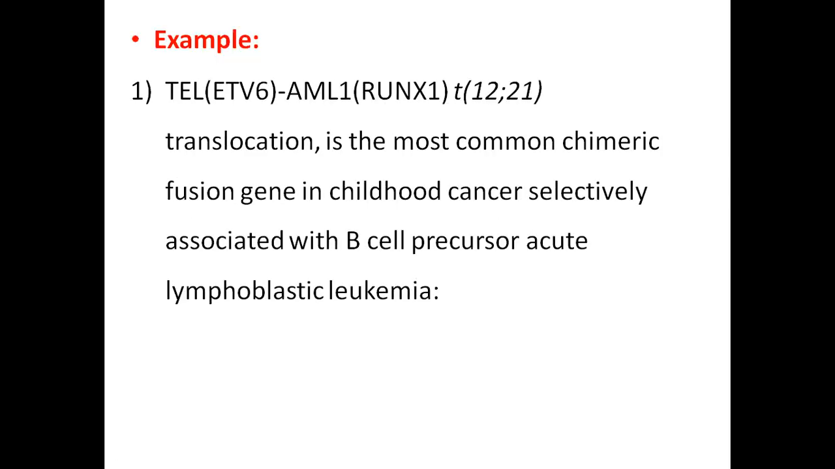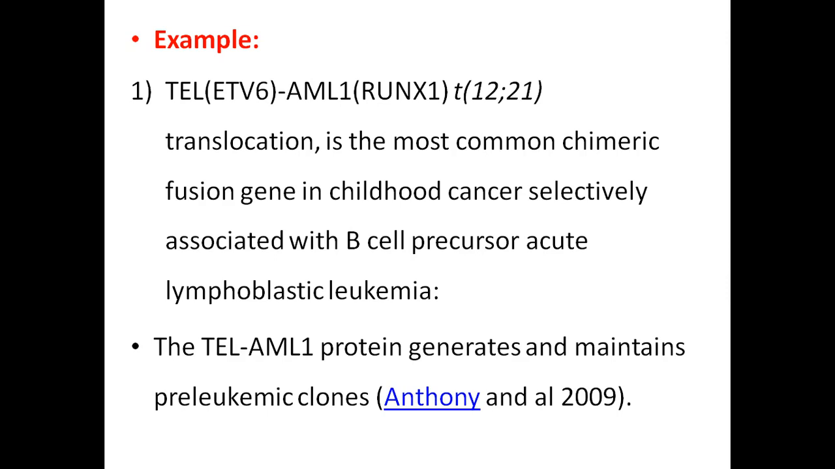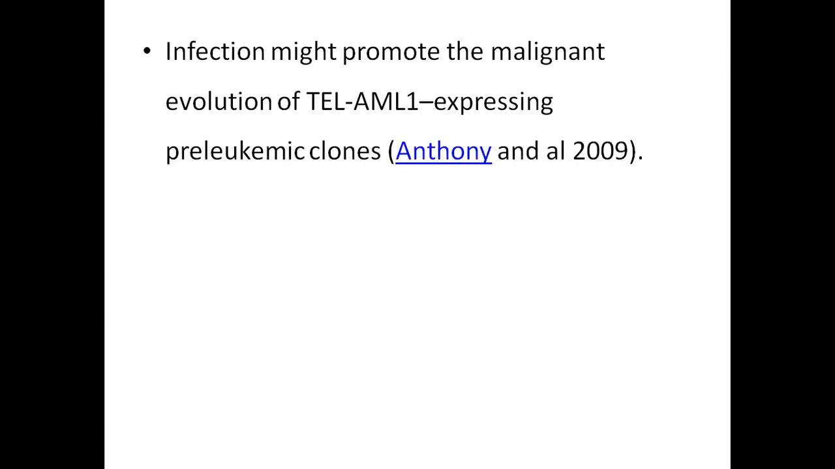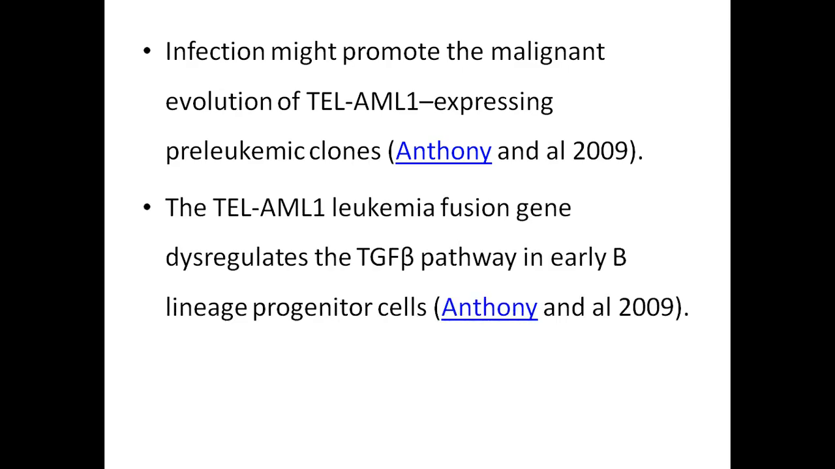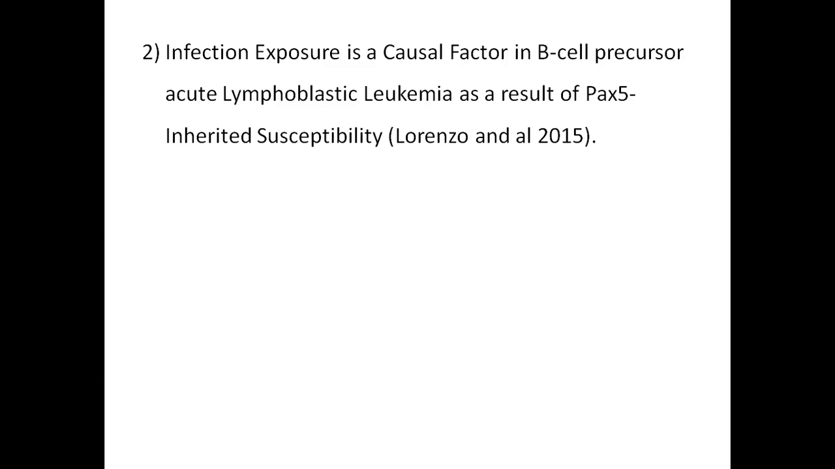Example: the TEL-AML1 translocation, the t(12;21) translocation, is the most common chimeric fusion gene in childhood cancer, selectively associated with B-cell precursor acute lymphoblastic leukemia. The TEL-AML1 protein generates and maintains pre-leukemic clones. Infection may promote the malignant evolution of TEL-AML1 expressing pre-leukemic clones. In addition, the TEL-AML1 leukemia fusion gene dysregulates the TGF-beta pathway in early B lineage progenitor cells. Infection exposure is a causal factor in B cell precursor acute lymphoblastic leukemia as a result of PAX5 inherited susceptibility.